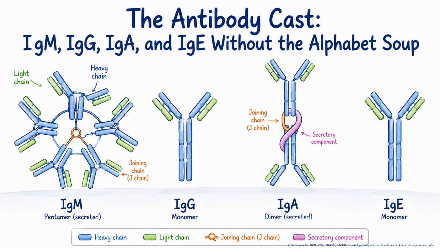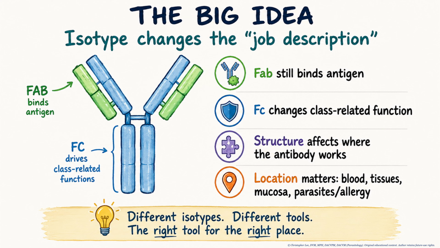In mammals, antibody classes share the same basic design: antigen binding arms called FAB regions, and a stem called the FC region that communicates with the immune system. Today, we'll focus on four big players: IgM, IgG, IgA, and IgE. The goal is not to just memorize letters. The goal is to ask, where's the threat? Where's the antibody working? And what job does that antibody class need to do? The big idea is that isotype changes the antibody's job description.